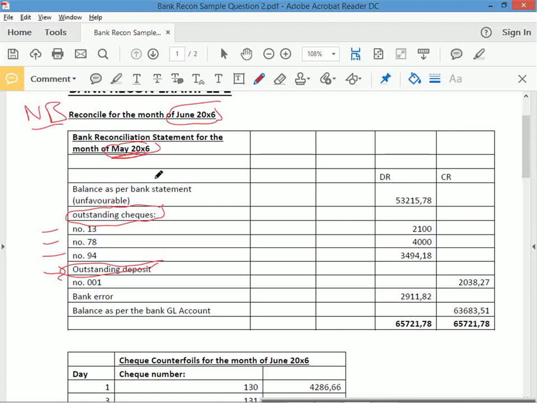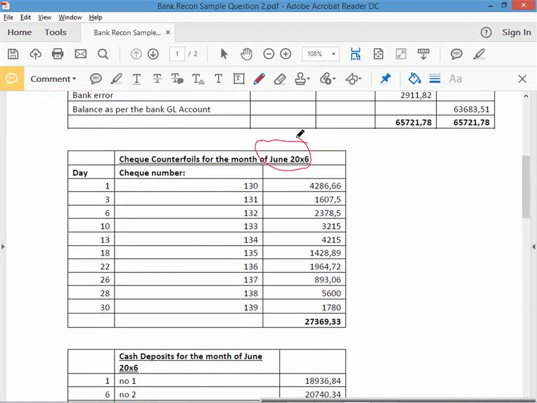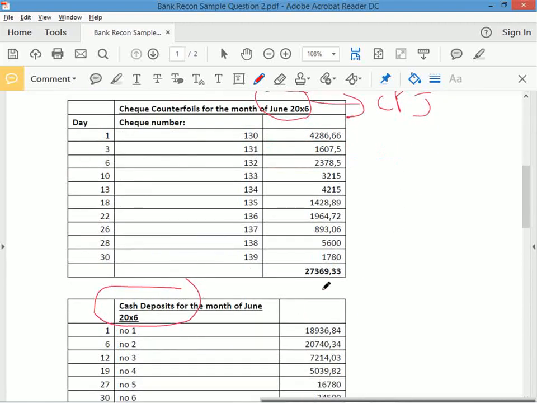This was last month. This is a new month. We're in June. So in June, you would obviously have June's check counterfoils. Check counterfoils would be my payments. Where would counterfoils be recorded? In the cash payments journal. That's where you would record a check counterfoil. Cash deposits would be recorded in the cash receipts journal, because source documents are recorded in journals. That's the accounting cycle. We've looked at that.